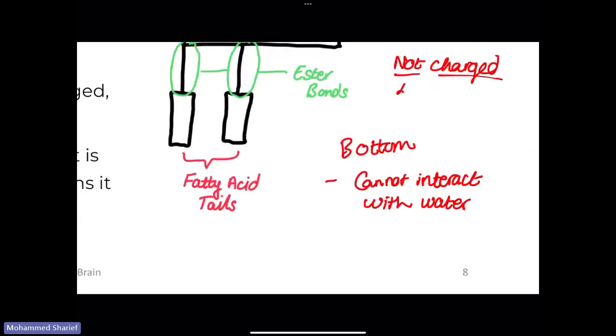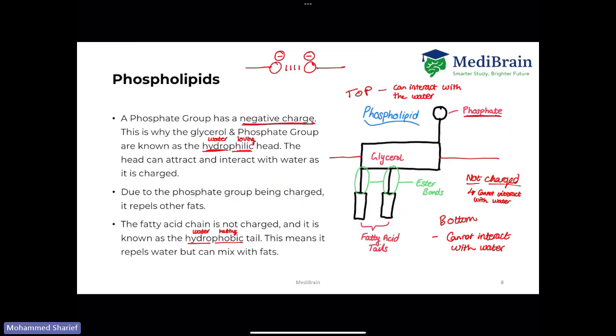Because they're not charged, they cannot interact with water. Okay, but again, this can mix with other fats, but it just can't touch water because it's not charged. It can't sort of dissolve and mix with water.